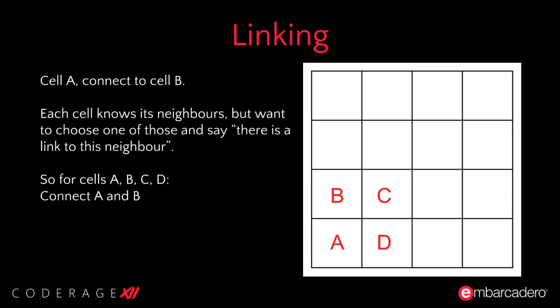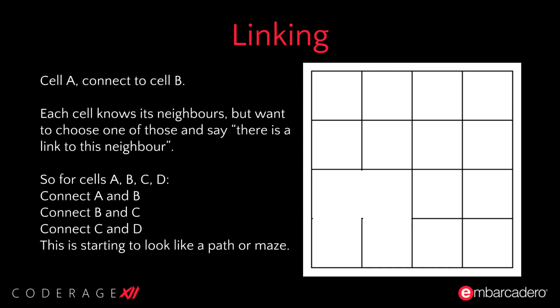So we have some cells here labelled A, B, C, and D, and we're going to connect A and B. When we do that, you can see that the wall between them vanishes. Next, we connect B and C, and again the wall vanishes. After this, we connect C and D, and again the wall vanishes. You can see this is starting to look like a path or a maze. We have a curved and twisty path already.